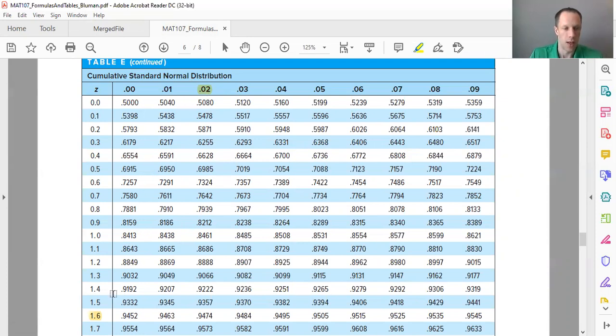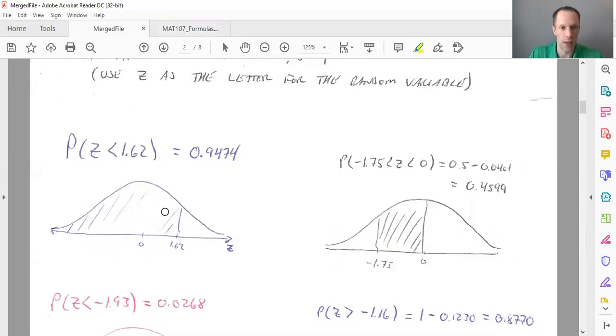Okay, so think of the row here, 1.6, and then the second decimal digit in our z value is 2. So you'll go to the column where the second decimal digit is 2, and then just take the value from the chart that you see there, 0.9474. That is the amount of area to the left of our z value. That's exactly what we're looking for. So 0.9474 would be our answer.